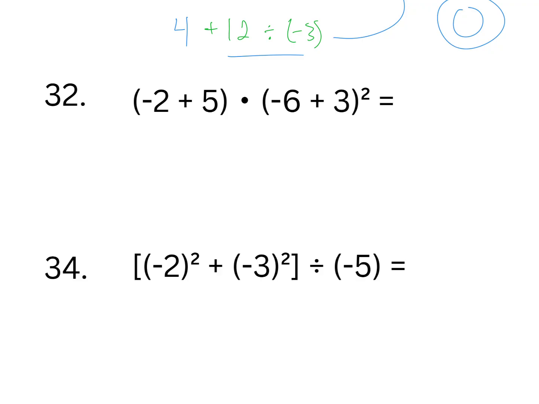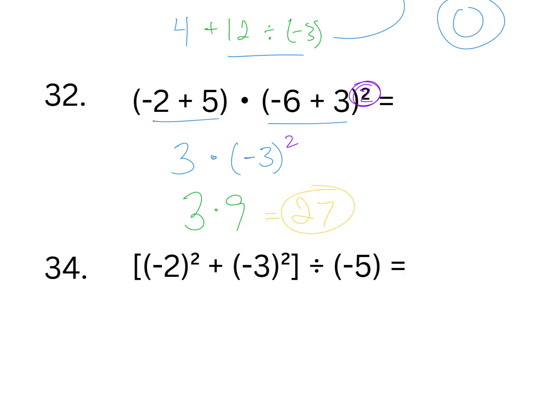-2 plus 5, well, that's inside parentheses. We do parentheses first, so that's 3. Times, we can do what's inside those parentheses. That's -3. But do not forget that this is being squared. So we're going to do that next. So we have 3 times 9 is 27. Where'd I get 9? That's -3 squared.